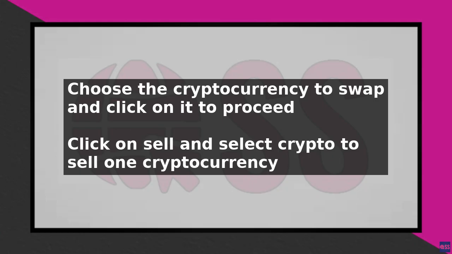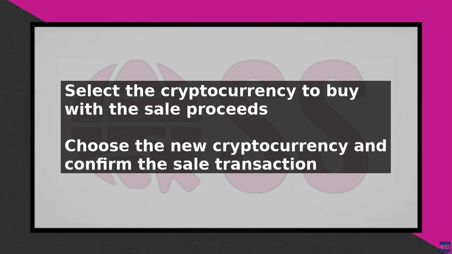Then, click on Sell and select Crypto instead of cash, indicating that you want to sell one cryptocurrency for another. For example, you can choose to sell USDT for Ethereum by clicking on Ethereum and then confirming the sale. After entering your passcode, the transaction will be complete.